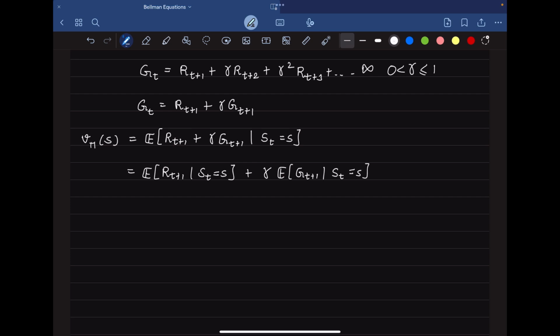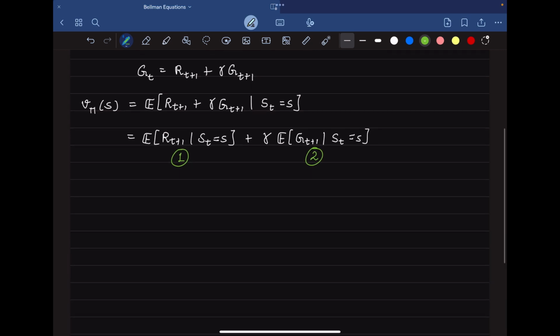So now we have two terms to deal with and we are going to deal with them separately. So let's first of all solve the first term, and the first term is basically expected value of R_{t+1} given S_t is equal to s.